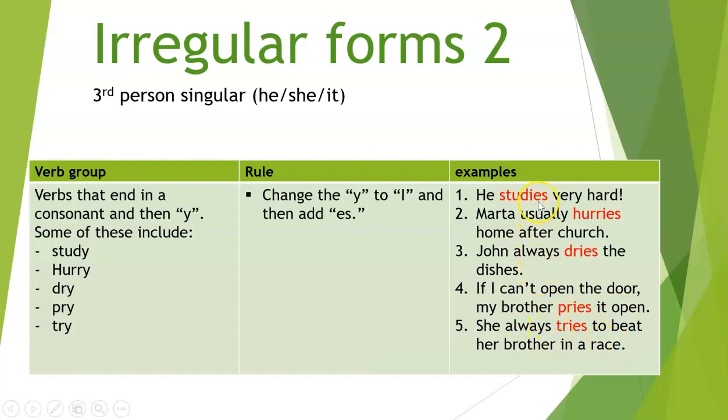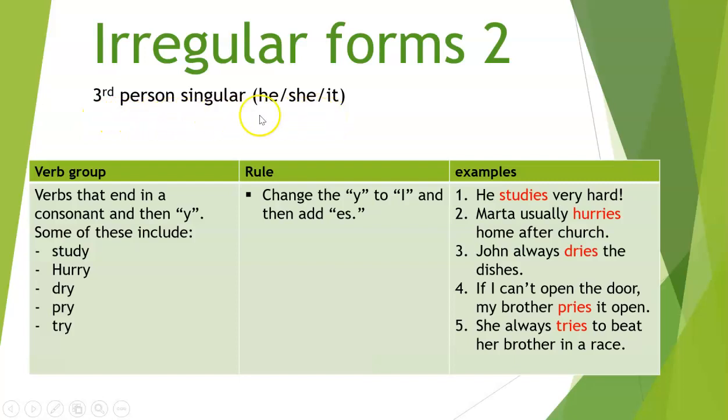So again, all of these words end in a consonant and then a Y, right? So what we did here was we took off the Y and then we added the ES. And that's for verbs such as these. There are many other examples, but this is just a few of those examples right there. And again, this is only for third person singular.